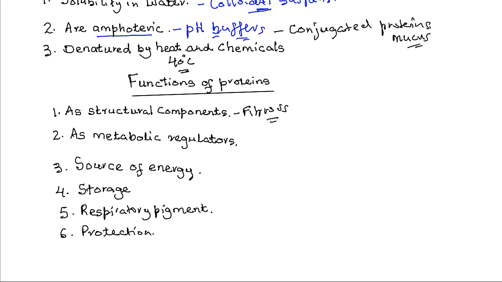Fibrous protein makes up connective tissues, bones, tendons, muscle fibers, nails, hairs in living organisms. These parts of living organisms consist of the protein type known as collagen and also keratin type of protein. So fibrous proteins make up structural components of body parts.